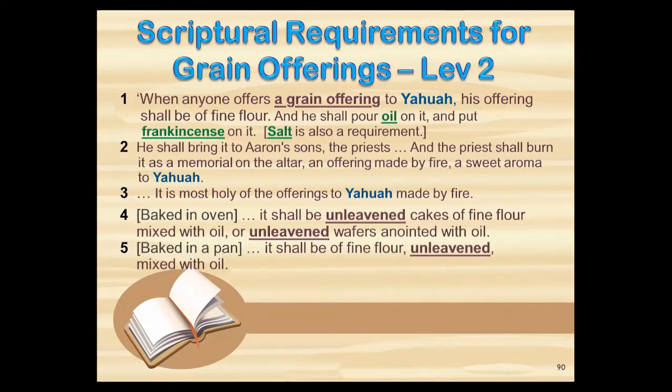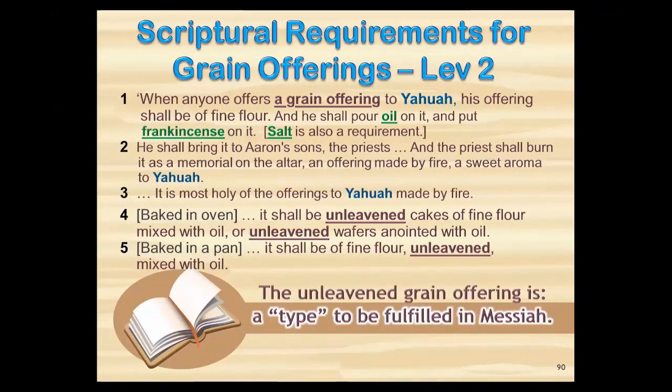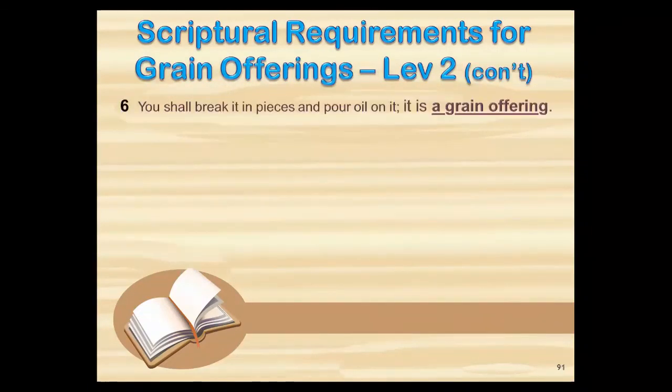Number 4, it could be baked in an oven. It shall be unleavened cakes of fine flour mixed with oil, or unleavened wafers anointed with oil, or you could bake it in a pan, but it needs to be a fine flour, unleavened, and it has to be mixed with oil. So this means that the unleavened grain offering is a type to be fulfilled in the Messiah. Let's continue on in Leviticus 2 in verse 6. You shall break it in pieces and pour oil on it. It is a grain offering.